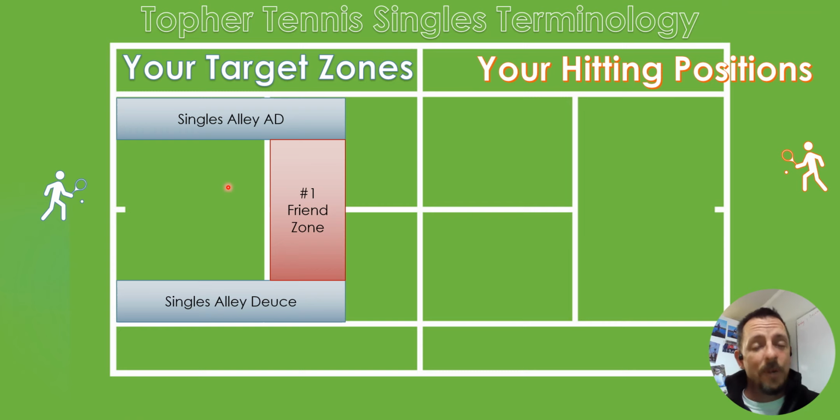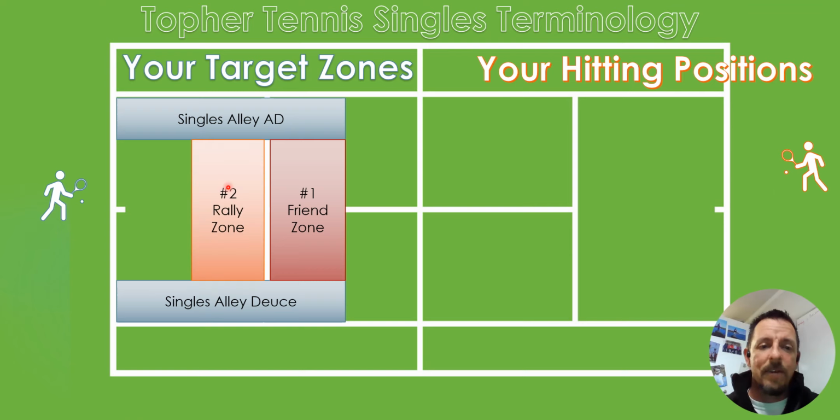This is where we only hit when we're not playing competitive. We only aim for this really when we want another friend to be able to get the ball and play with us, someone who's learning tennis. So the friend zone is actually not where you want to be when you're playing competitive play. Then we have the rally zone, our number 2 zone, and this is when we want to keep the ball going. We have number 3, a deep zone.